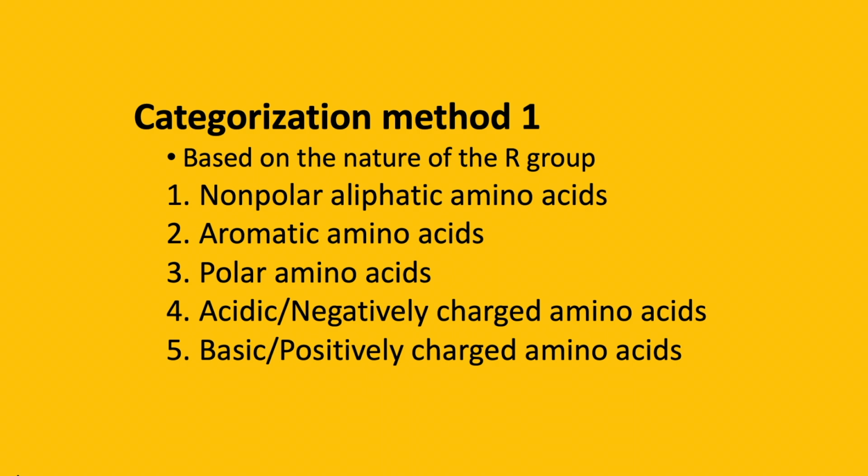1. Nonpolar aliphatic amino acids. This is also called nonpolar non-aromatic amino acids. 2. Aromatic amino acids. 3. Polar amino acids. 4. Acidic or negatively charged amino acids. And 5. Basic or positively charged amino acids.